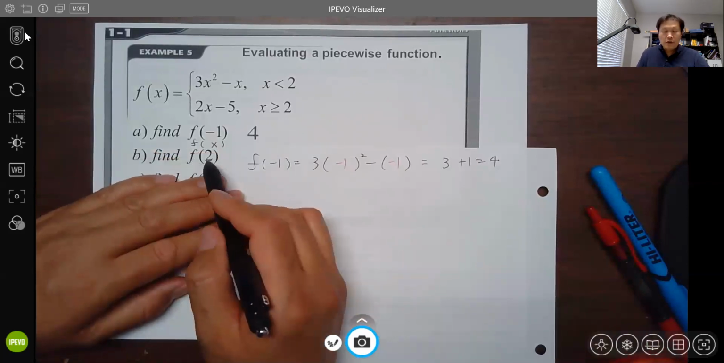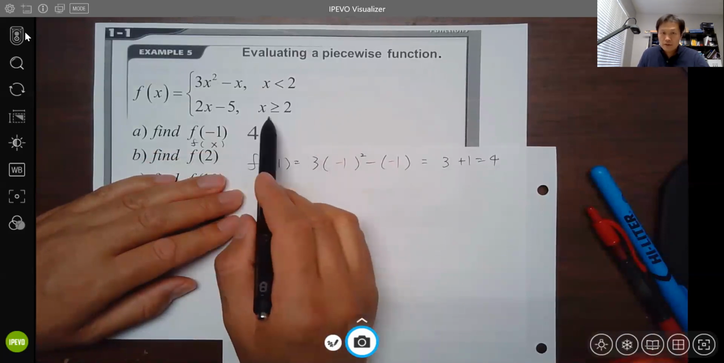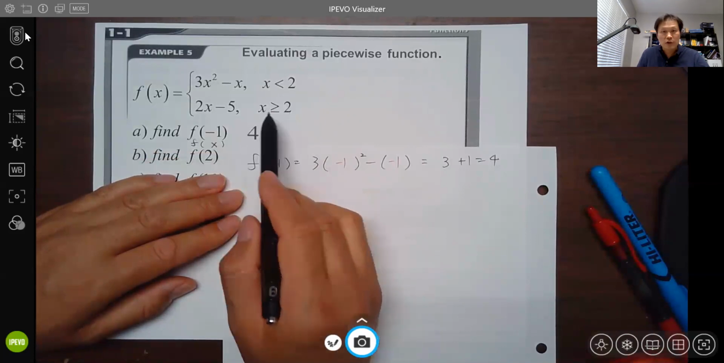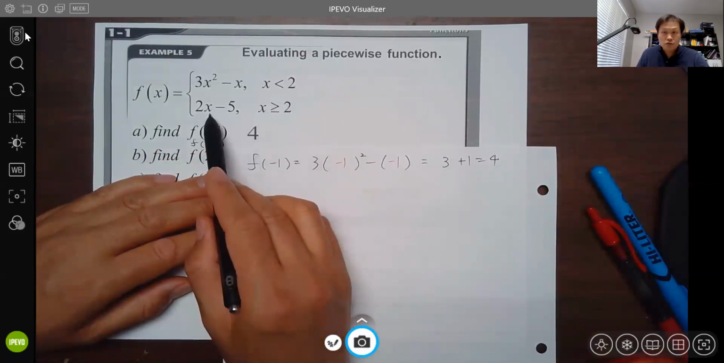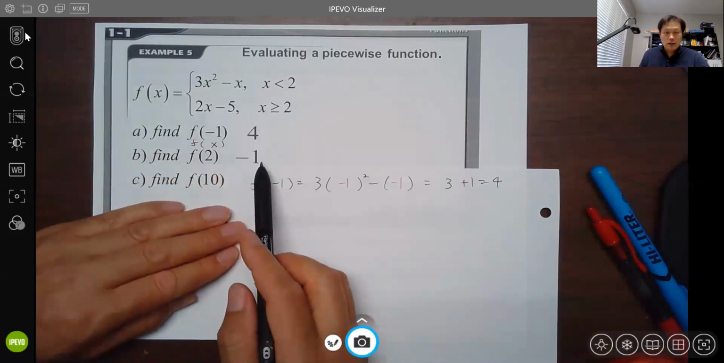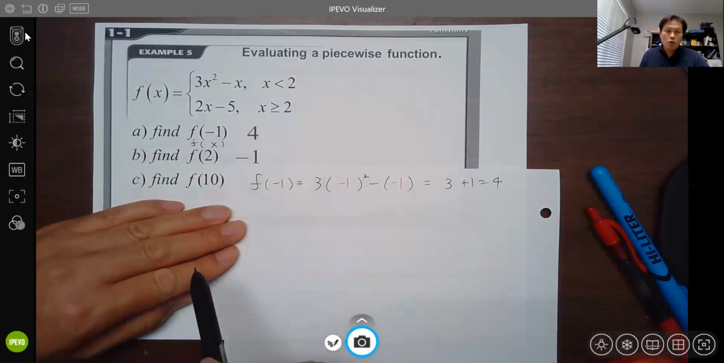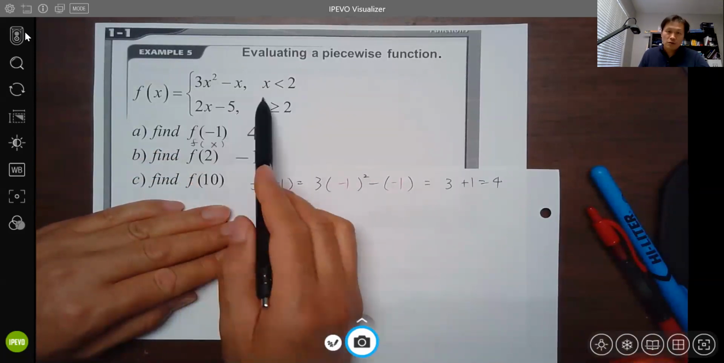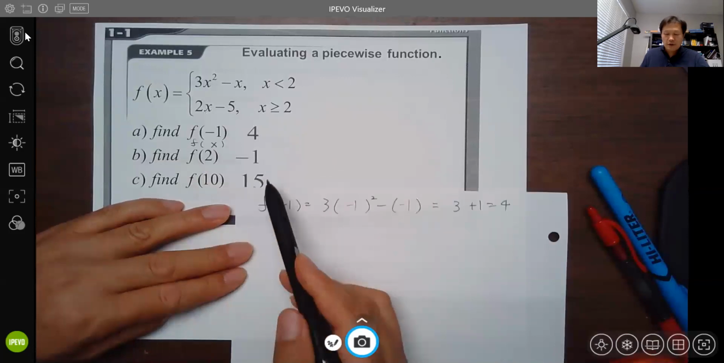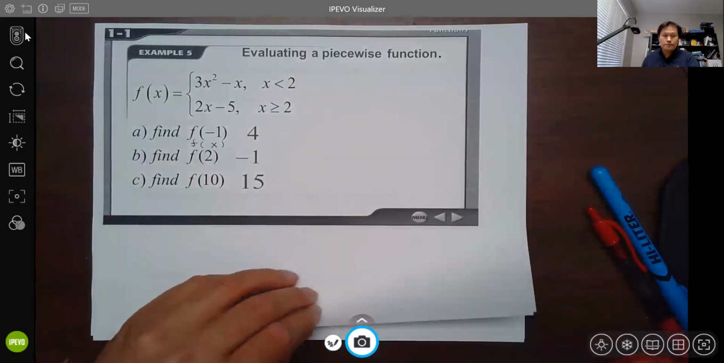Now find f of 2. So you check the value of x as 2. Does 2 satisfy this inequality or this inequality? It's equal to 2 right here, so you plug in 2 here. 2 times 2 is 4, minus 5, is minus 1. Find f of 10. 10 is greater than or equal to 2, so you should know we have to plug it in here. Plug in 10 here, evaluate the value. That's how you evaluate a piecewise function.